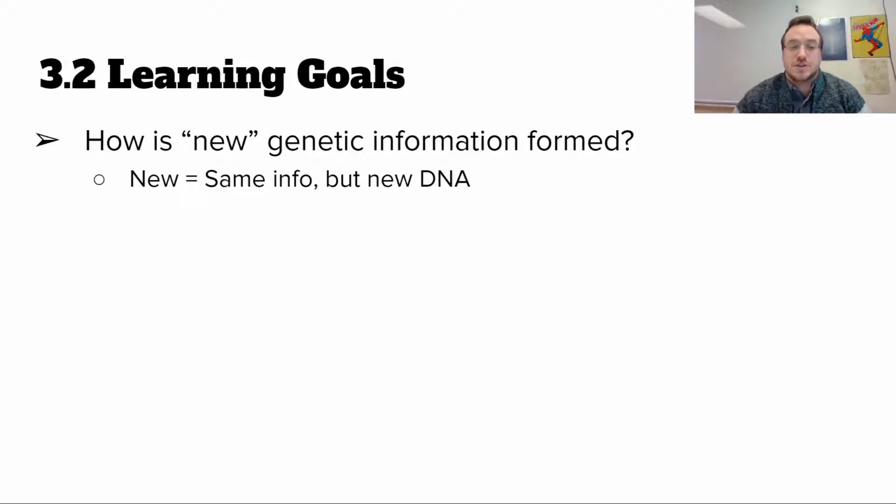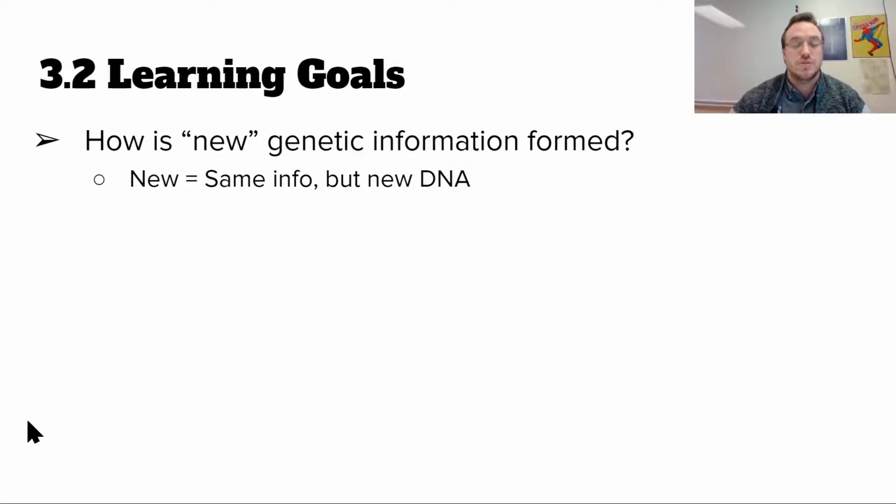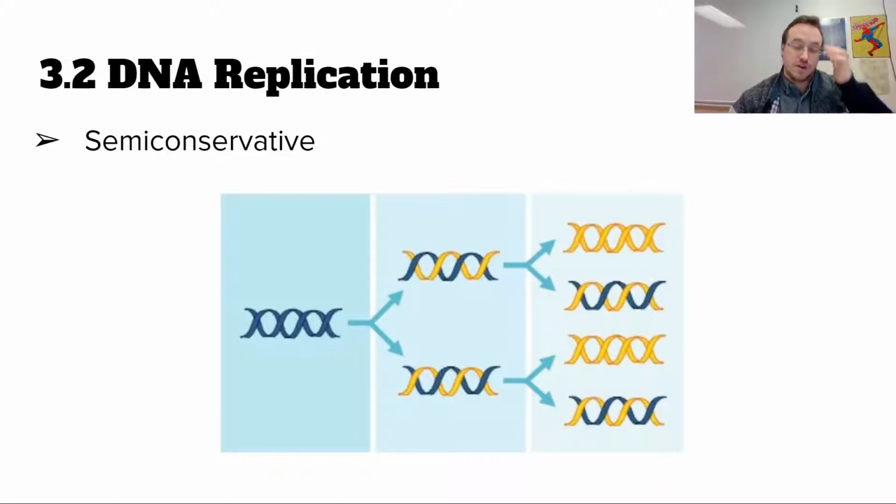This video is going to talk about how new genetic information is formed, but we're just talking about new DNA here, all right? And when we say new DNA, we mean kind of new, right? Because when we make new cells through mitosis, we're going to need a new copy of all those chromosomes to go in it. So we're going to go through what's called DNA replication. And DNA replication is semi-conservative.